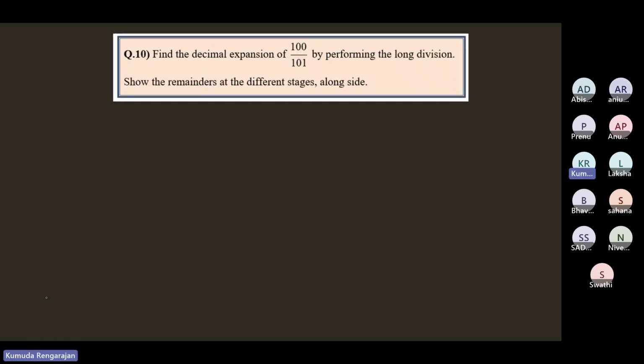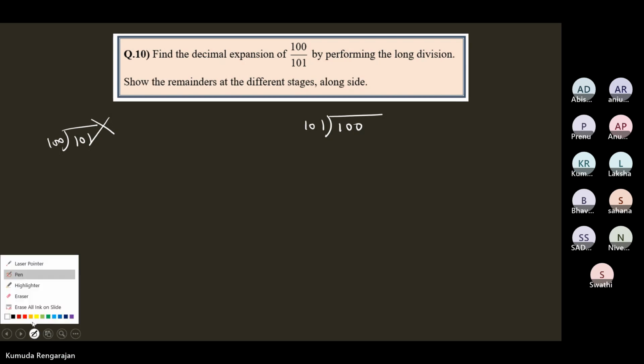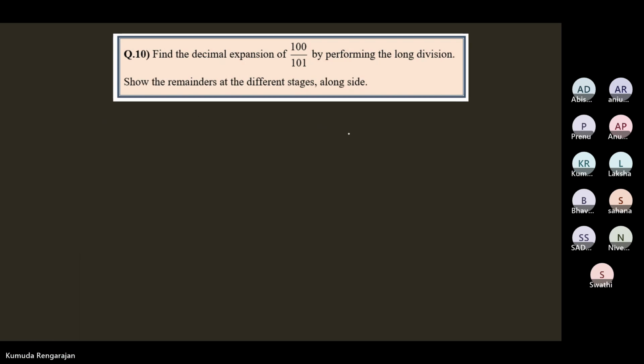See, we'll do it here. See, children, 100 divided by 101. You should not write like this, 101 here and 100 here. If you have done this division, it's wrong. The numerator is the dividend. The denominator is a divisor.